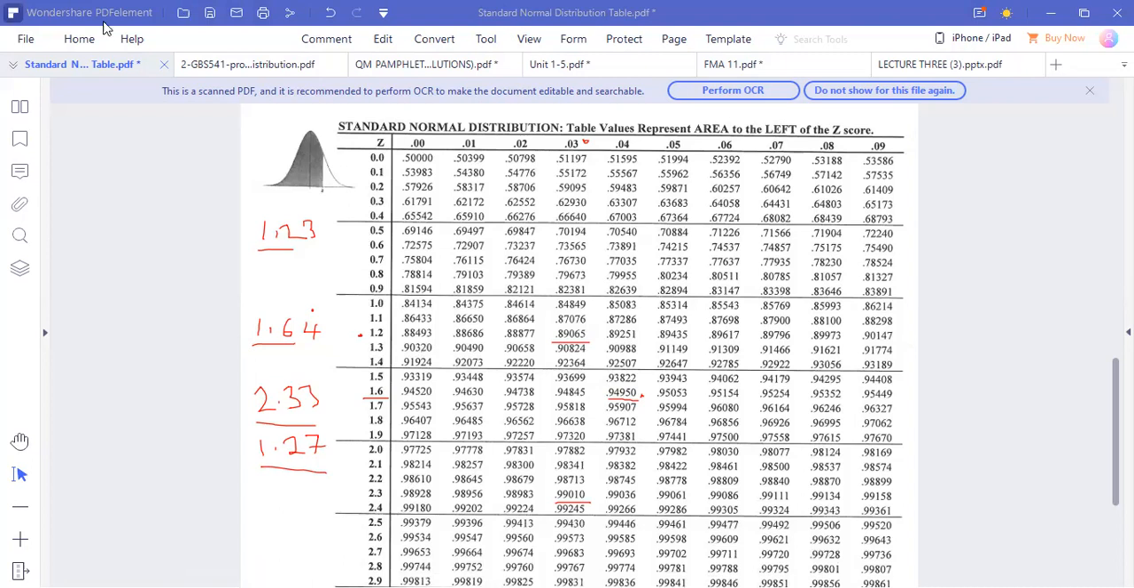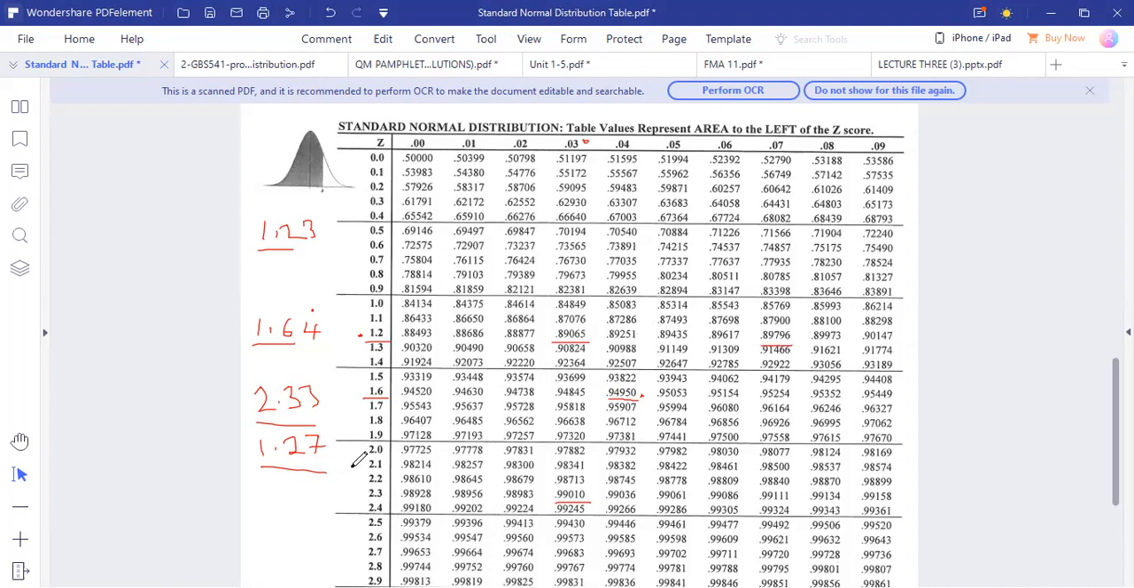Yes, what is 1.27? You go under 1.2 and 0.07. Where's the 0.98840? I can't see it. It's 0.98796, isn't it? Now, I want you to try the opposite.